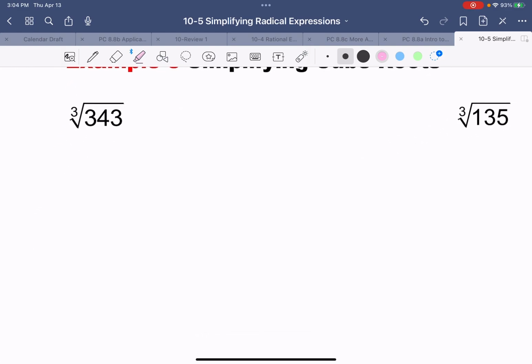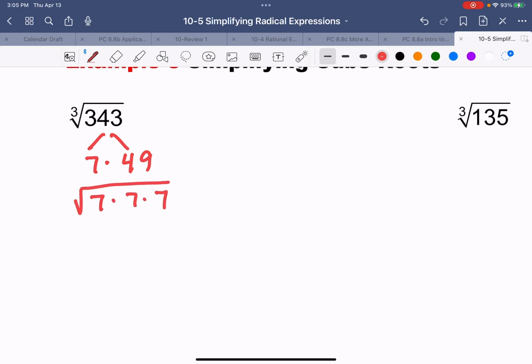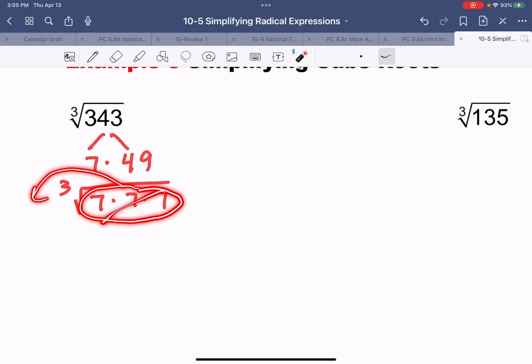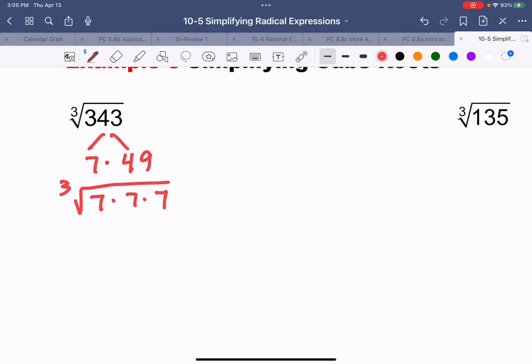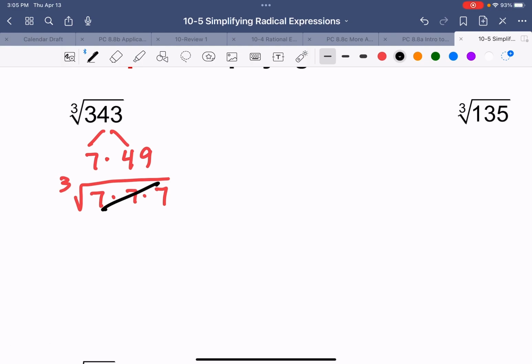So we still want to do a factor tree here. This ends up being 7 times 49, which is 7 times 7 times 7. Now, since it's a cubed root, obviously this is a perfect cube because I can take out triples now. That means the cubed root of 7 cubed, that's just 7. Okay, all of these come out.